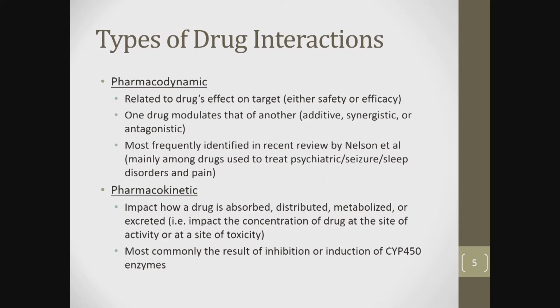So the various types of interactions, we generally classify them or put them in two categories. Pharmacodynamic, which relates to a drug's effect on target, be it safety or efficacy, and pharmacokinetic, which generally refers to an impact on drug absorption, distribution, metabolism, basically impacting the concentration of drugs circulating in the body or acting at the site of activity.